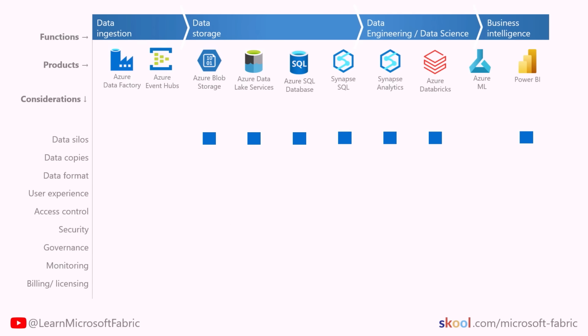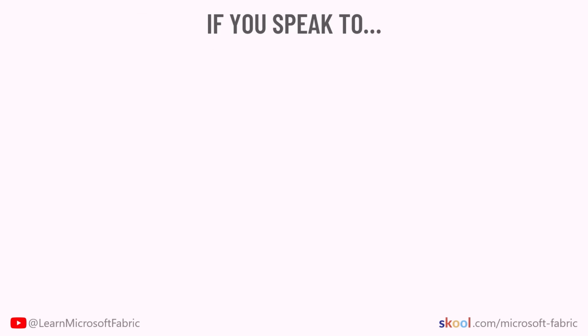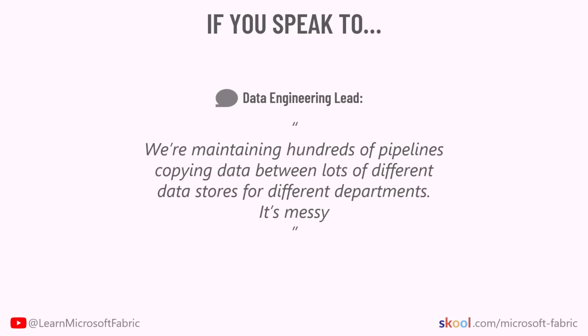Then, if we speak to the data engineering lead, he tells us that we're maintaining hundreds of pipelines, copying data between lots of different data stores for different departments, and it's messy. And to get around all these silos of data within and between departments and data products, the data engineering team have been flat out building data pipelines that copy data from here to there, and now they're in too deep. The pipelines are failing regularly as there's just too much to manage and maintain within a small team.